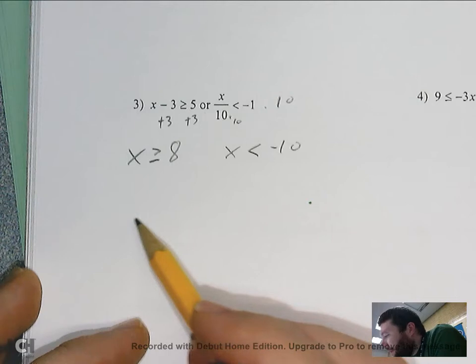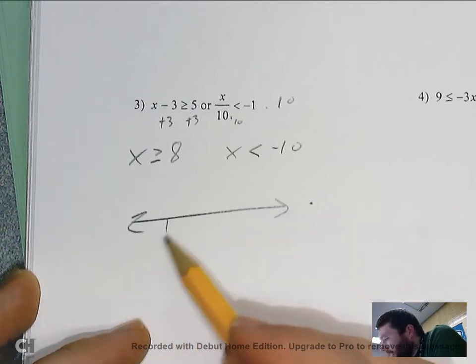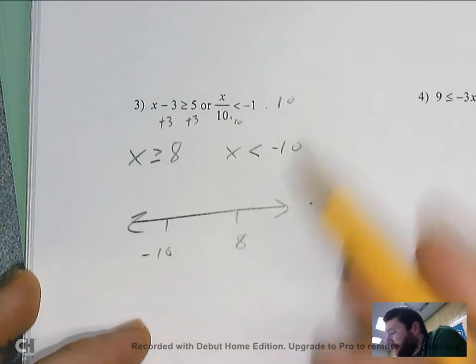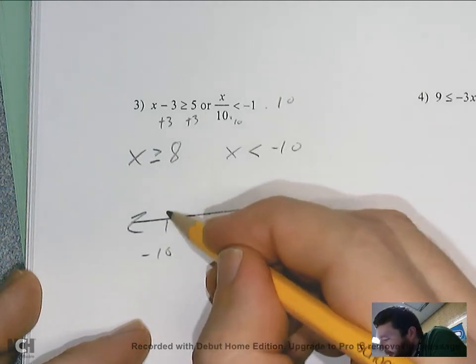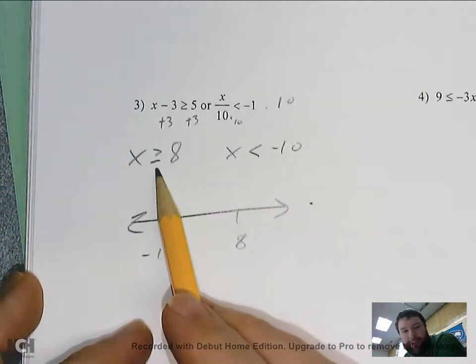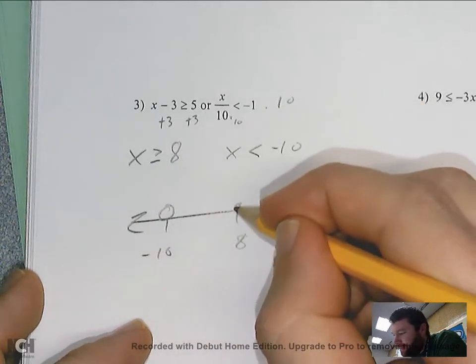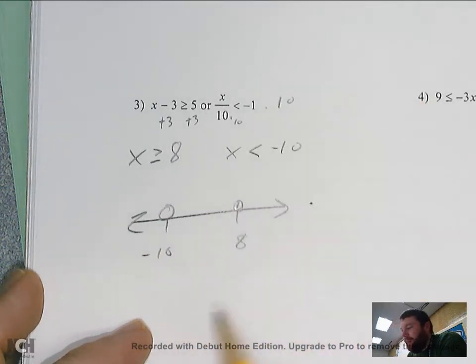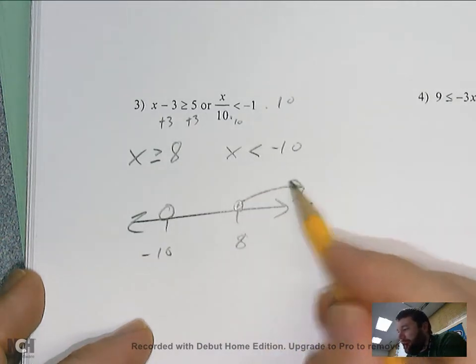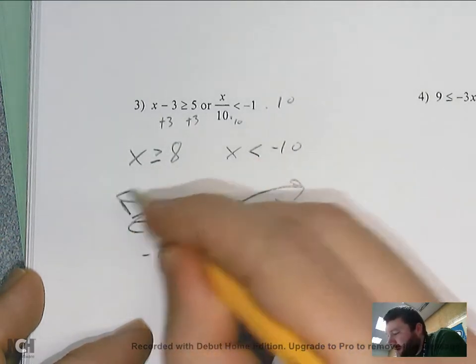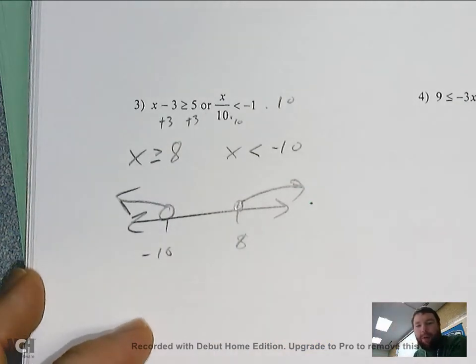So then when we graph it, negative 10 and 8. Negative 10 is going to have an open circle because this has that regular inequality symbol. But the 8 is going to have a closed circle right there. It is greater than 8, so it's going to go to the right. It is less than negative 10, so it's going to go to the left. And that would be your graph.